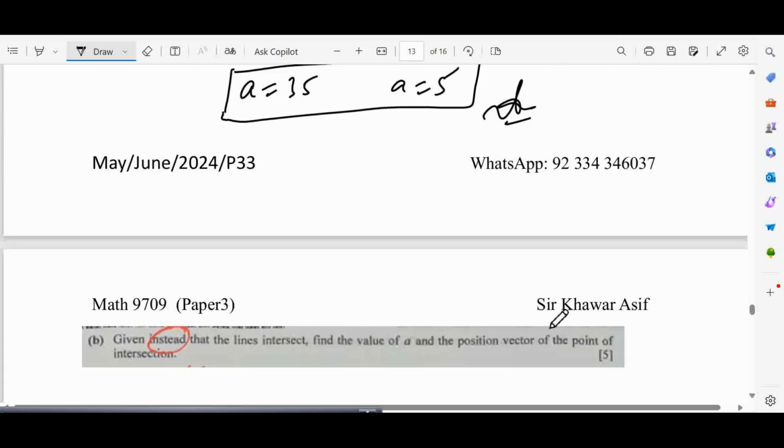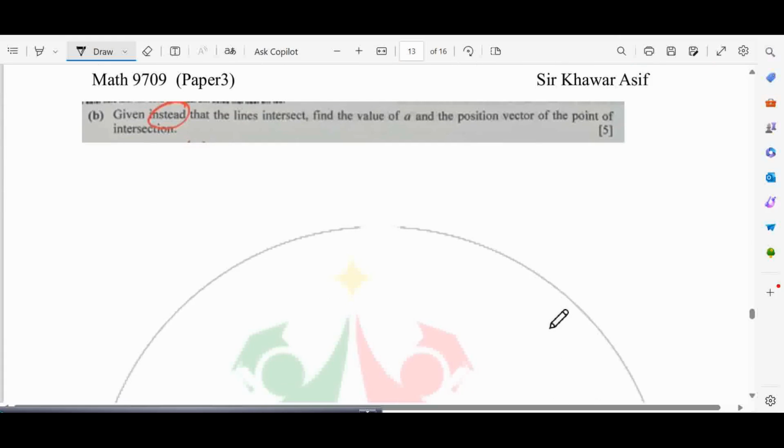Let's move to the next one. Given that instead the line intersects, find the value of A and the position vector of the points of intersection.